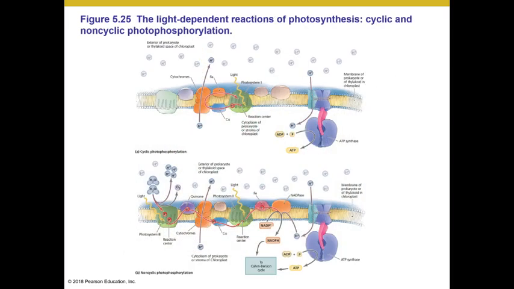1. Cyclic photophosphorylation uses only PS1. Electrons cycle back to the same photosystem and it produces ATP only, no NADPH, no oxygen. 2. Non-cyclic photophosphorylation uses both PS2 and PS1. Electrons come from water, producing ATP, NADPH, and oxygen. Oxygen comes from splitting water in PS2. Test tip: remember, non-cyclic is the only one that produces oxygen.